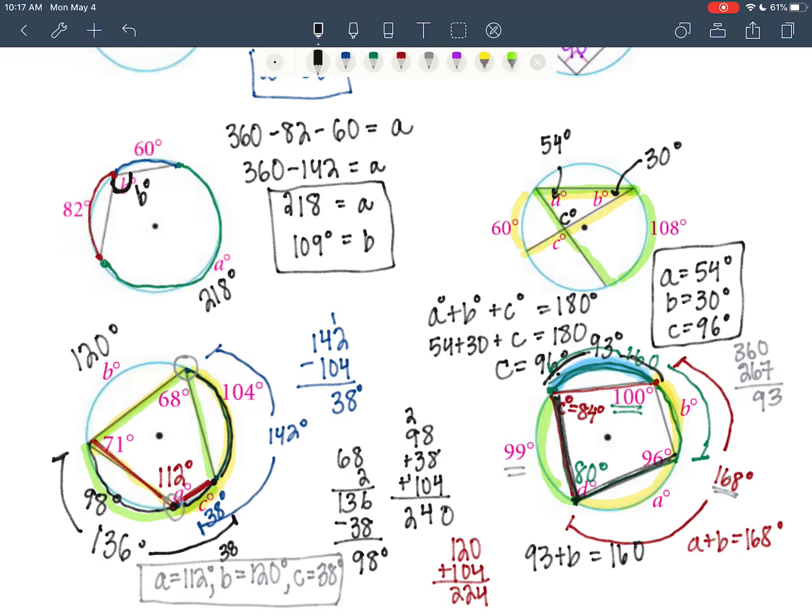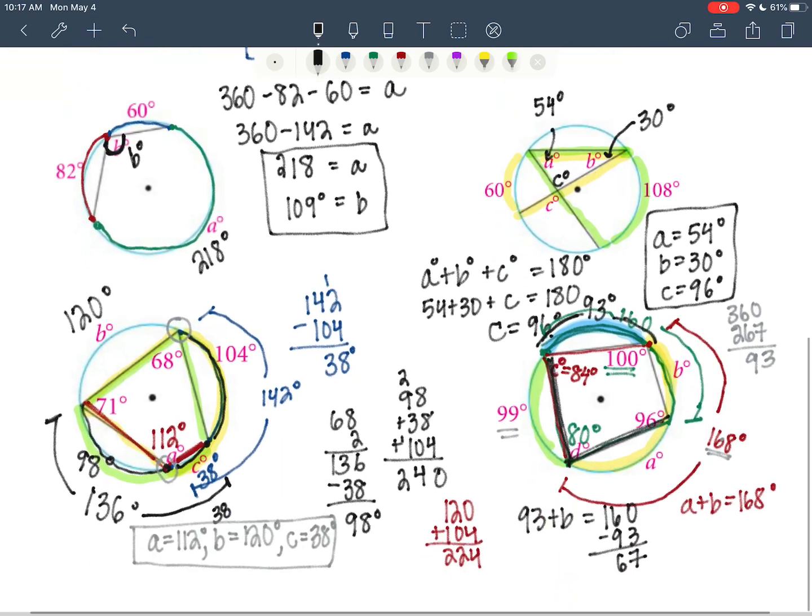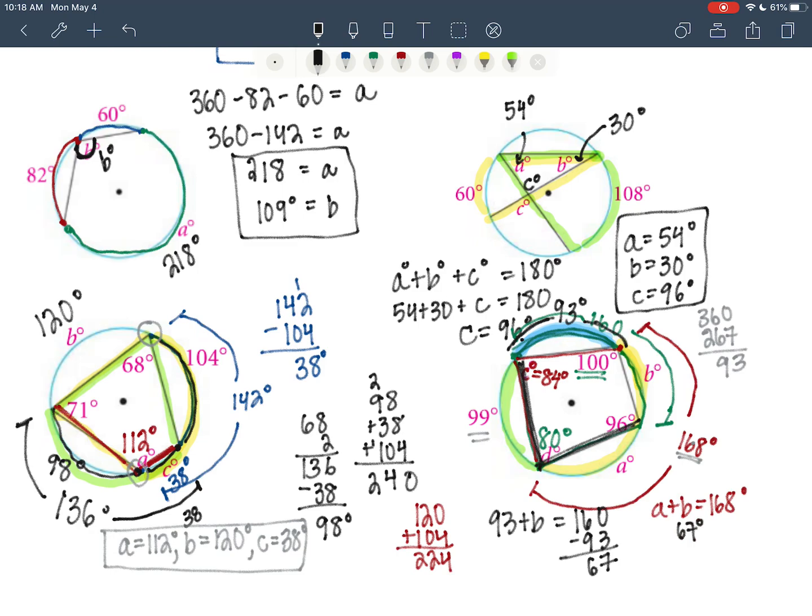So now we know that B, if I take away 93, I'm going to get a 67. Is that right? No. It's that subtraction again. I think it's right. It is right. I got it right. B is going to be 67 degrees. So I have A plus 67 equals 168. A is going to equal 101. So for this problem, A equals 101. B was equal to 67 degrees, and C was 84 degrees, and D was 80 degrees.